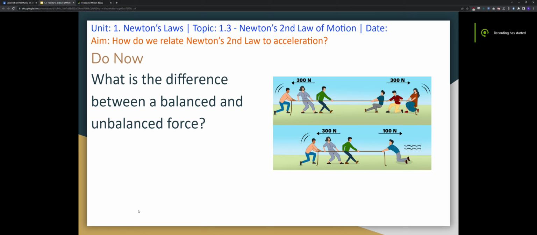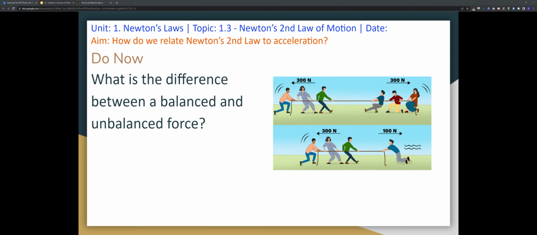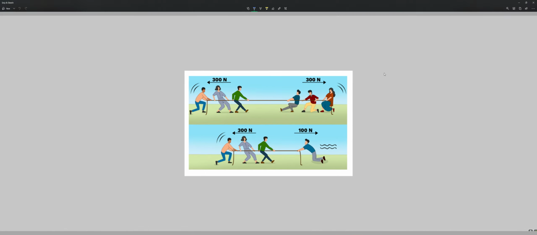All right, this is going to be a lesson on 1.3, Newton's second law. So the Do Now question says, what is the difference between a balanced and unbalanced force? This should be something you guys remember from the previous lesson, right? A balanced force is when your net force is 0, and an unbalanced force is when your net force is not 0. So let's take an example, this image.